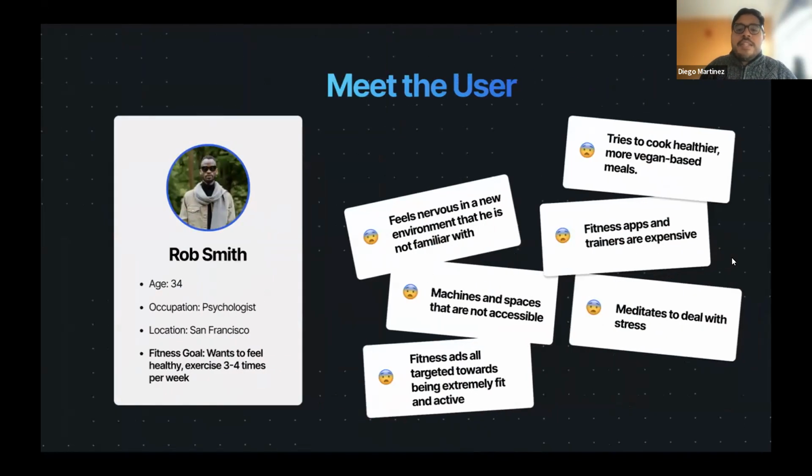Given those insights, we distilled them into our ideal user, a 34-year-old psychologist from San Francisco named Rob Smith, who, despite his blindness, wants to exercise regularly and is experiencing frustrations such as pricey fitness apps and gym trainers, the lack of accessibility to exercise machines, and nervousness over new environments.